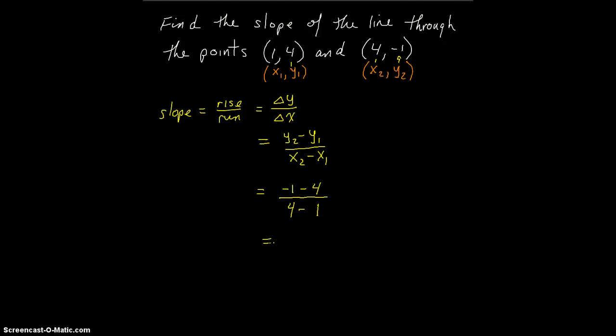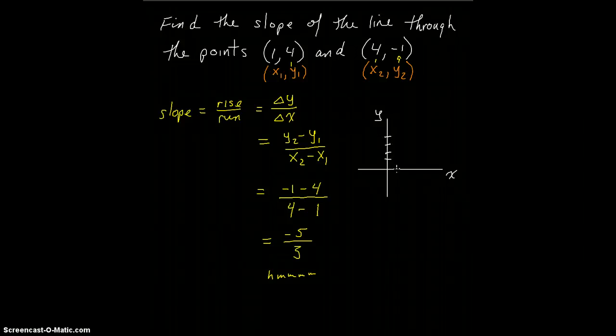All right, let's see what we get. Minus 1 minus 4 is minus 5, and 4 minus 1 is 3. It's negative. Well, let's plot it. Let's see what this thing looks like. Get a general idea of what these points look like. So I have 1, 4. So 1 goes along. Let's put this x and y. 1, and then I go up 4. 1, 2, 3, 4. So it's over 1 and up 4. That's my first point. Then my second point is x is 4. 1, 2, 3, 4, right? And y is a negative 1, so I'm down here.